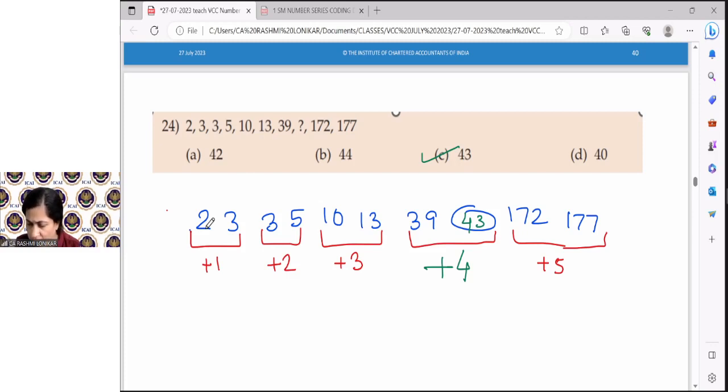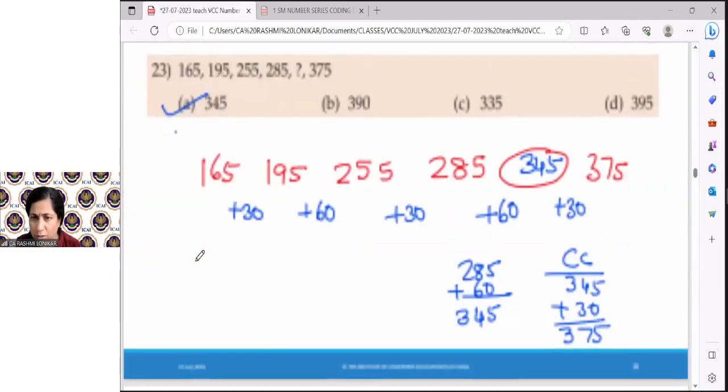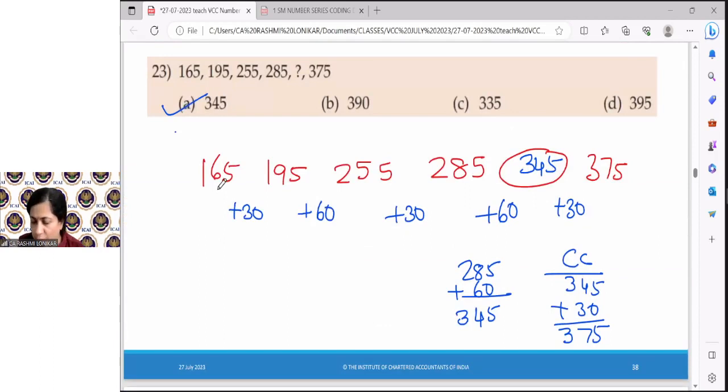23rd, Asha, what happened in 23rd? Let's just simply see, in 23rd, 165, 195 plus 30, 195 plus 60 is 255. 255 plus 30 is 285. So obviously this is 30, 60, 30. So the next has to be plus 60. So 285 plus 60, you are getting this. Yes, Om, crystal clear? Asha, hope you've got it. Yash, correct. Liladhar, very nice.